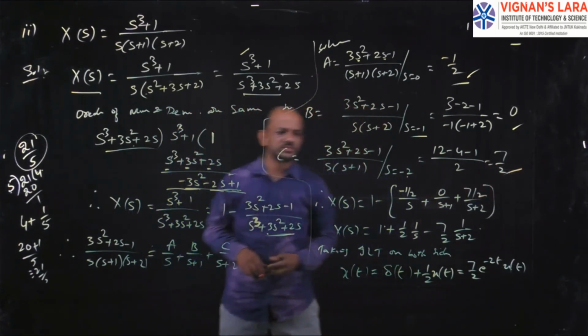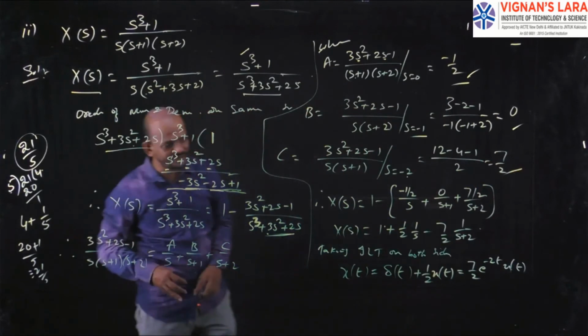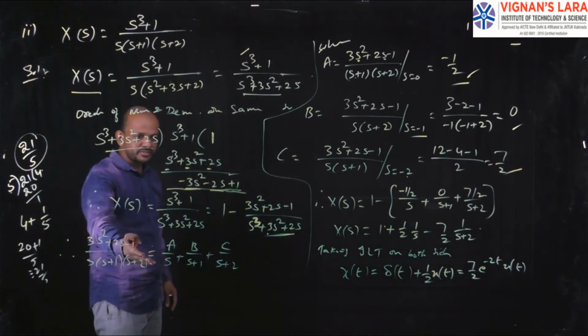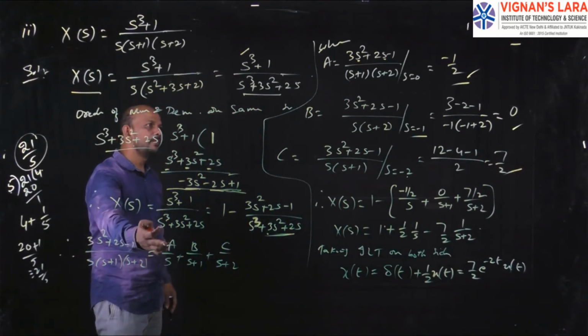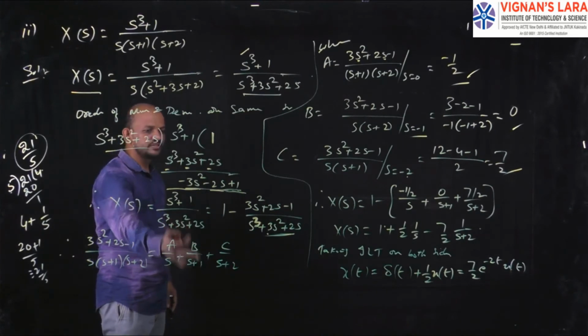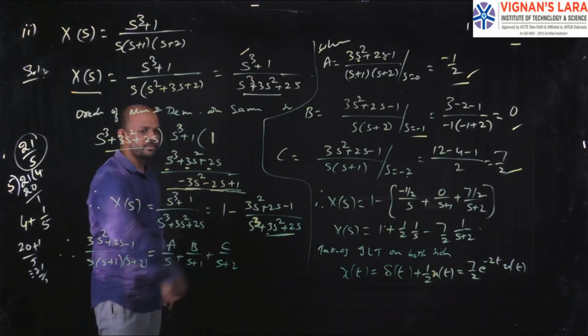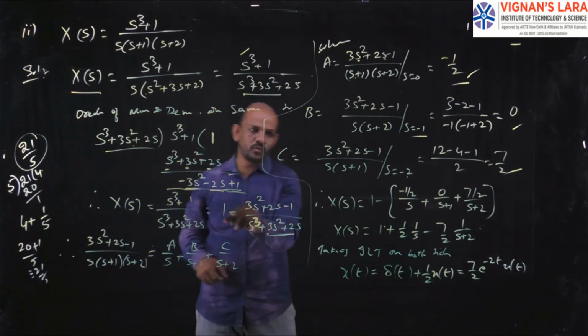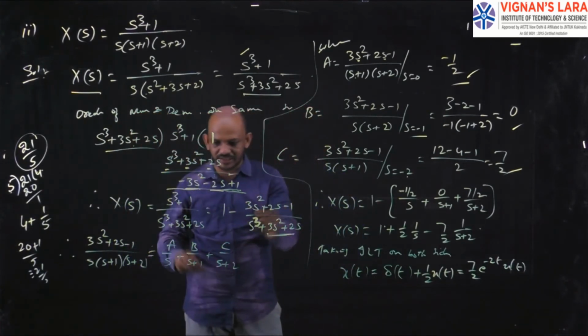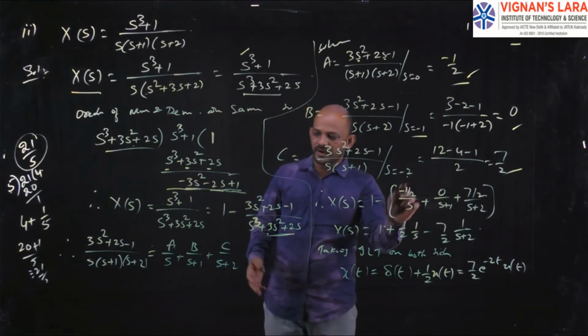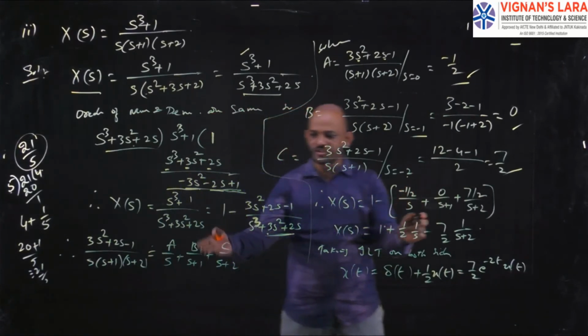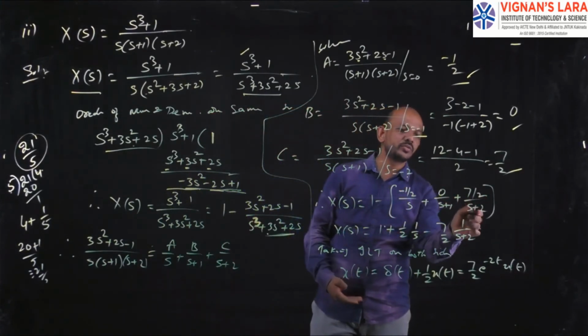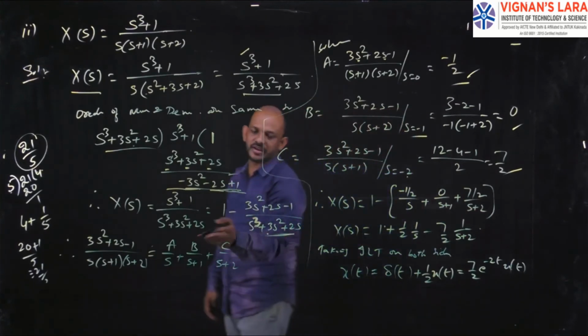3 values. So substitute those 3 values in this equation. A is minus 1 by 2, B is 0 and C is 7 by 2. So what is the value of x of s? Now x of s equal to 1 minus. So this can be written as this one. So 1 minus 1 by 2 s by s plus 0 by s plus 1 plus 7 by 2 by s plus 2. I substitute the values of a, b and c.